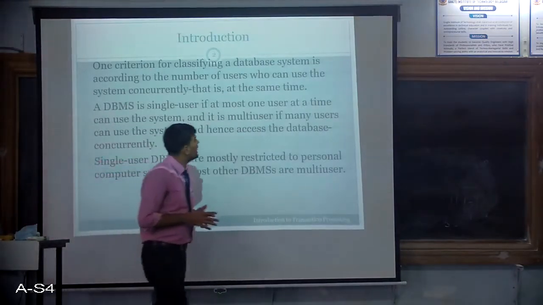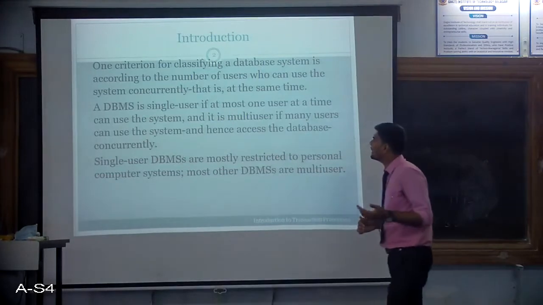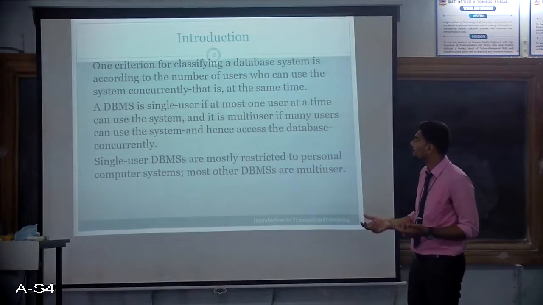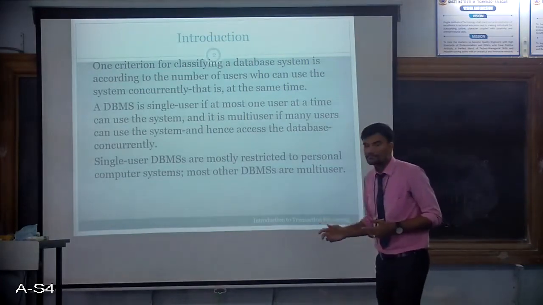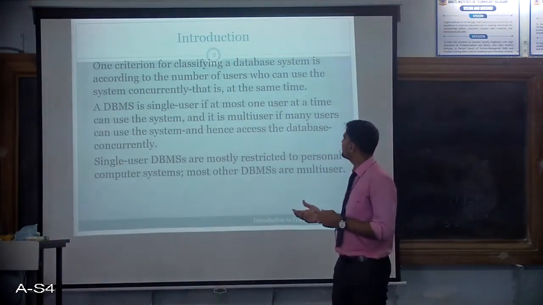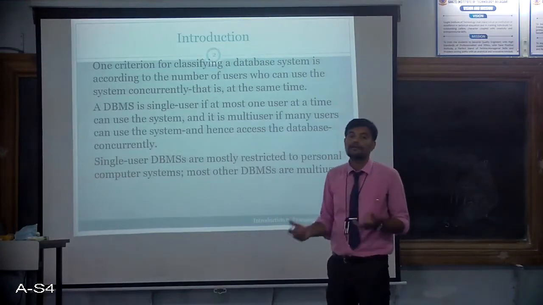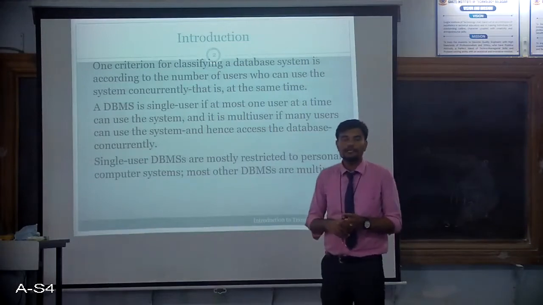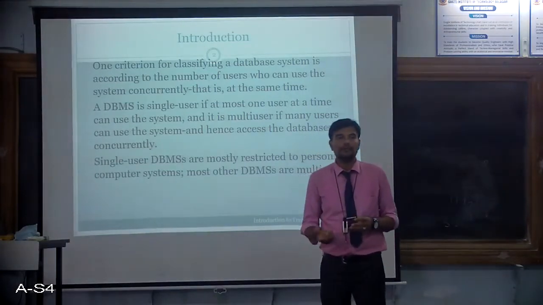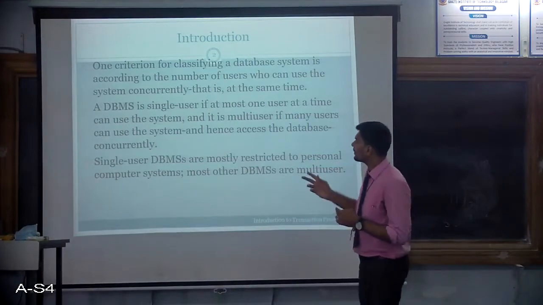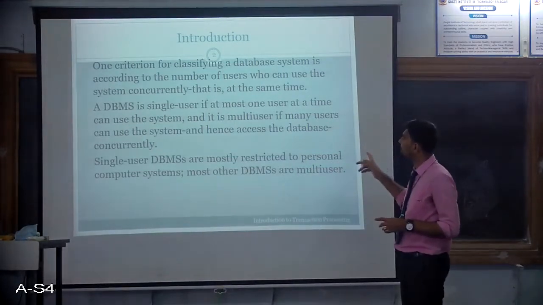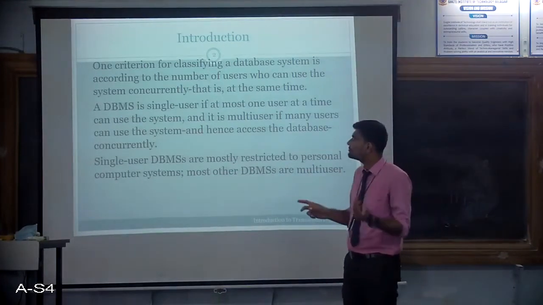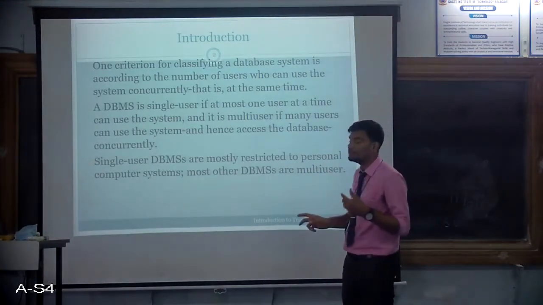Next, we have one criterion for classifying database systems: according to the number of users who can use the system concurrently, that is, at the same time. Here we have single-user DBMS as well as multi-user DBMS. So what is a single-user DBMS? It is single-user if at most one user at a time can use the system, and it is multi-user if many users can use the system and hence access the database concurrently.